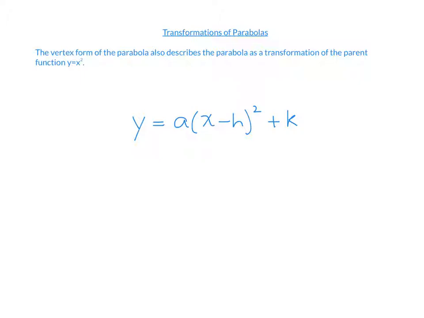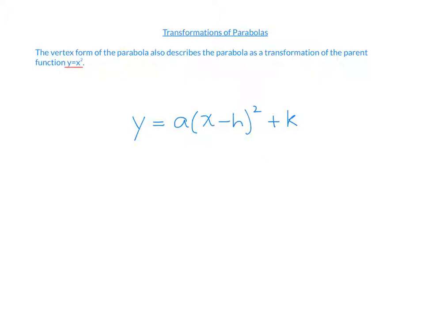So what I have written here, and you should make this a note for today, transformations of parabolas. The vertex form of the parabola, not only does it tell you your vertex and your direction of opening, it also describes the parabola as a transformation of the parent function. So the parent function y equals x squared, that is your most basic parabola. That's the simplest parabola that we can have. Every other parabola can be written as a transformation of that one.